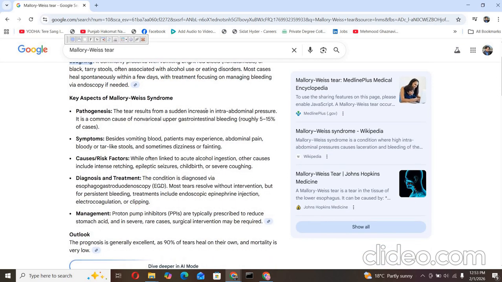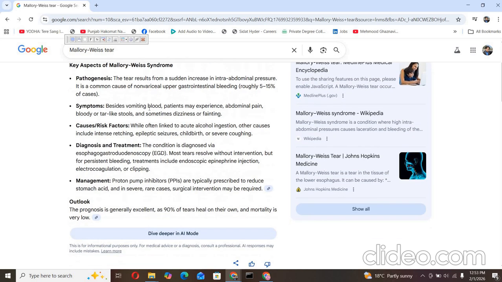It is a tear of the tissue of the lower esophagus. It is often caused by violent coughing or vomiting. A Mallory-Weiss tear can be diagnosed and treated through endoscopy. If the tear is not treated, it can lead to anemia, fatigue, shortness of breath, and even shock.